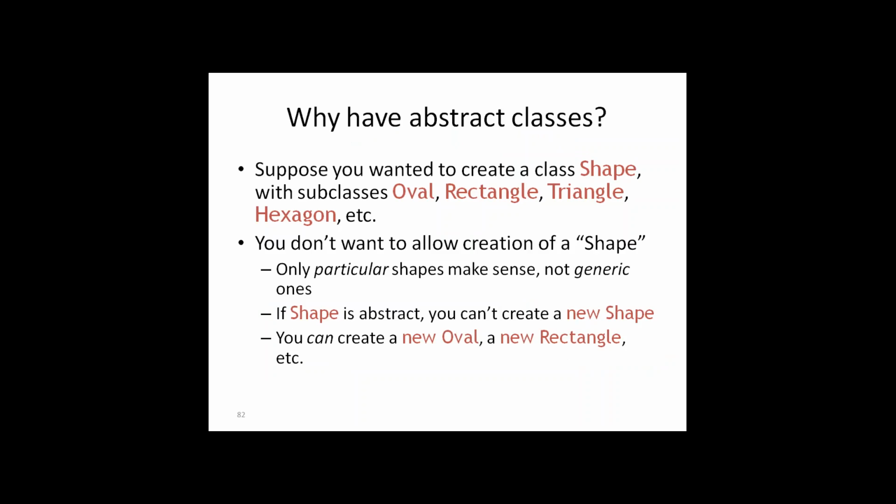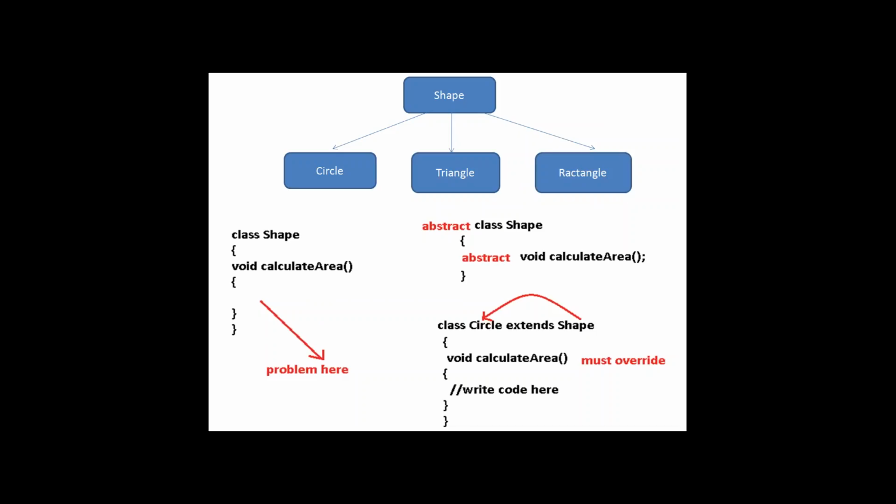Suppose you want to create the class shape with subclasses oval, rectangle, triangle. The problem is that you don't want to allow creation of a shape. Only particular shapes make sense, not a generic one. So we can't create an object of shape, but we can create objects of oval and rectangle if you declare shape as an abstract class. So this is the basic need of an abstract class. Why are we using this object-oriented concept, abstract class? You are getting my point.